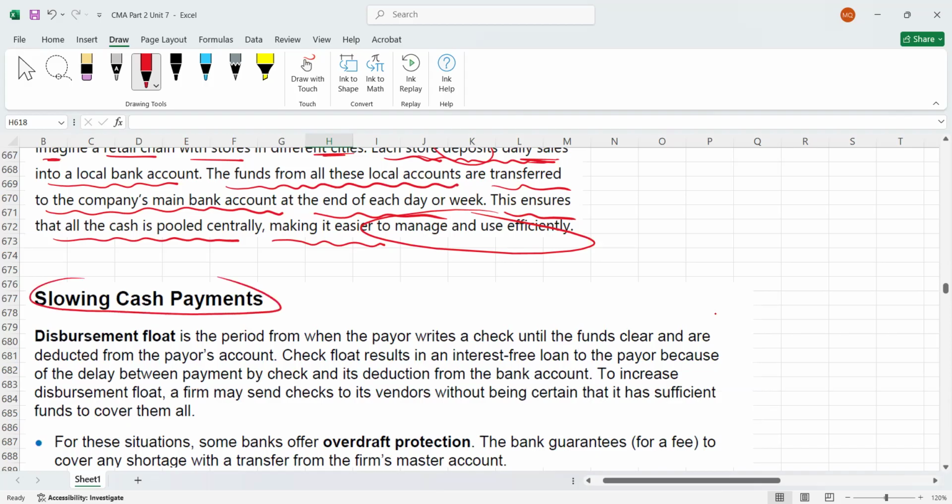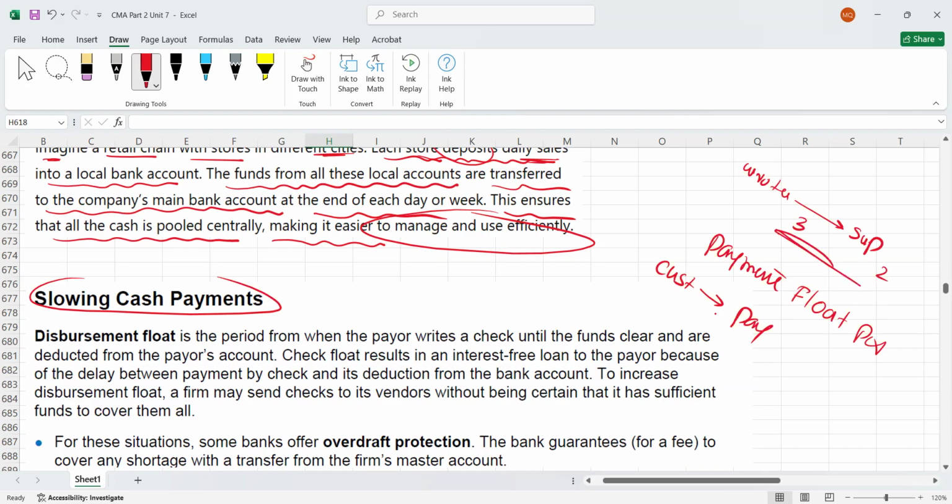So slowing cash, first I want to tell you about the payment float period. Previously I told you about the float period for receipts, right? Now I'm talking about the payment float period. So now let's say you are a customer. You have to pay the supplier. If for example today you write the check, maybe 3 to 4 days it will take to reach your supplier, and maybe 2 days for him to deposit it and get the amount into his bank account. It means the float period is 5 days. Actually this is the payment float period. This is also called disbursement float.